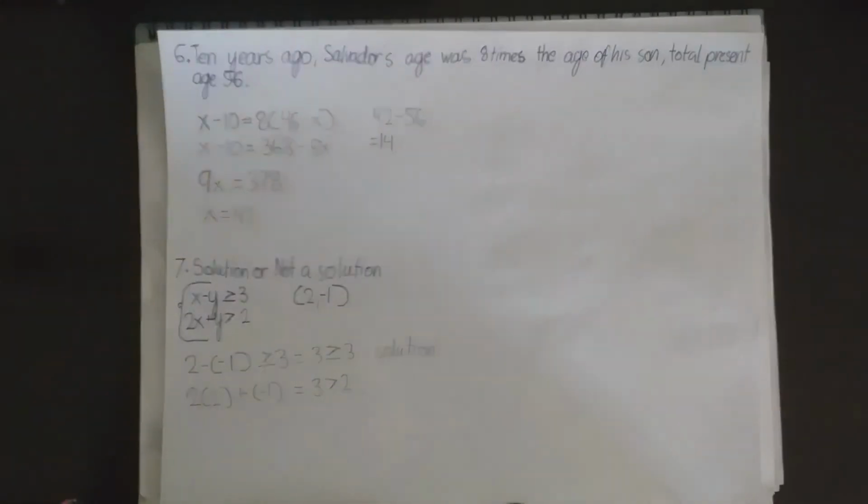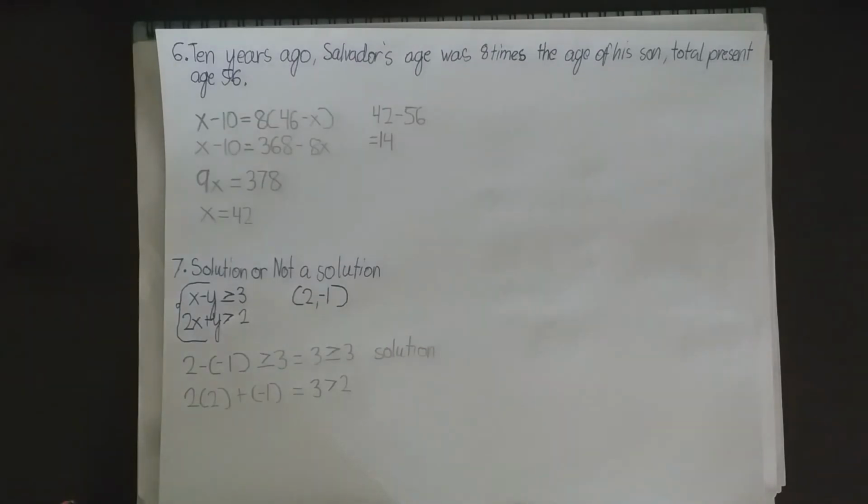Hello everyone, and this is our question number 7, and we are about to determine if it is a solution or not. Our given equations are x minus y is greater than or equal to 3 and 2x plus y is greater than or equal to 2. And x represents 2 and y represents negative 1.